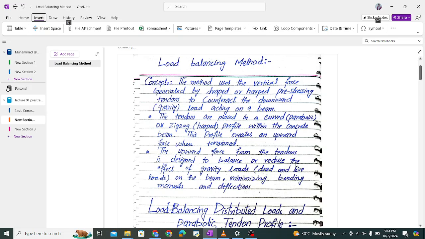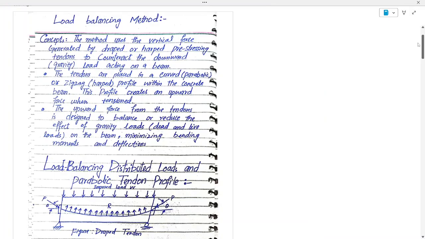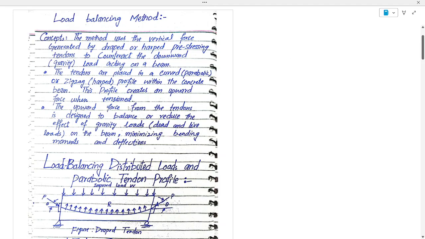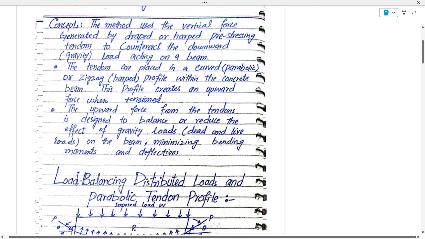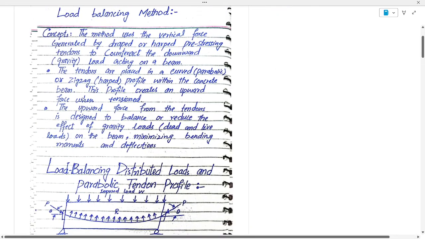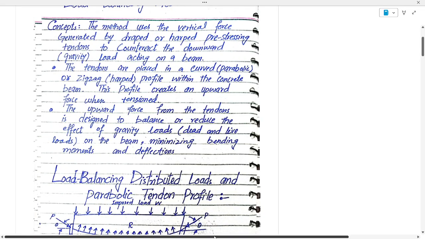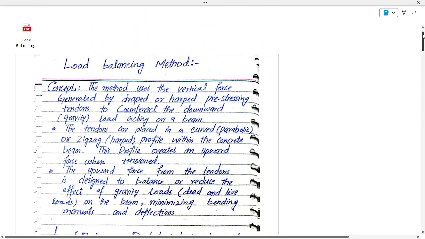Welcome to the course Prestress Concrete Structures. Our topic today is the load balancing method. First, we will study the basic concept of the load balancing method. So here, let's read the concept.